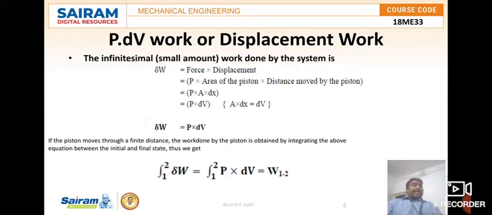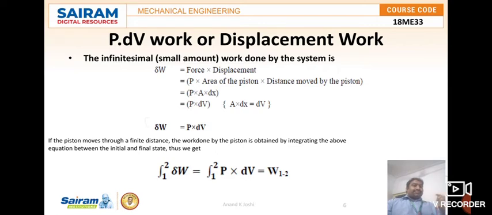So how are you going to consider that work for the whole system? Suppose you want to calculate a very small amount of work in a system, how are you going to calculate it? For example, force into displacement, you know that. The general definition of work is force into displacement. So what is the force? Force is nothing but pressure into the area of the piston. Consider the displacement for a piston cylinder arrangement.